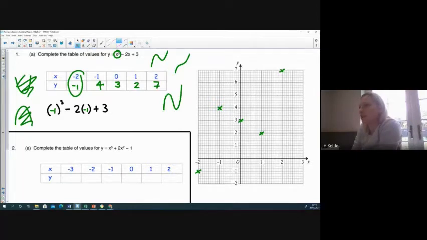Now, here's the challenge, and I would suggest you use a pencil. I'm going to struggle on the screen, I think. So we want to go up.